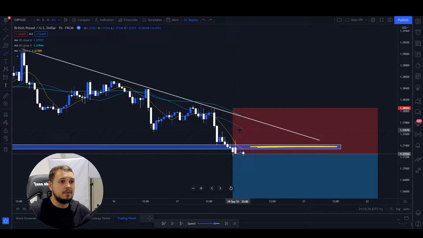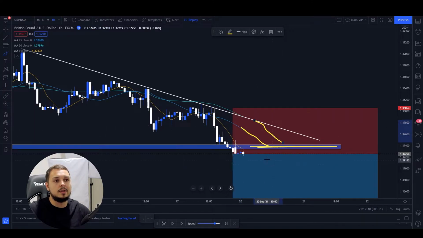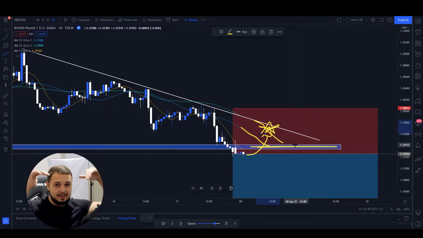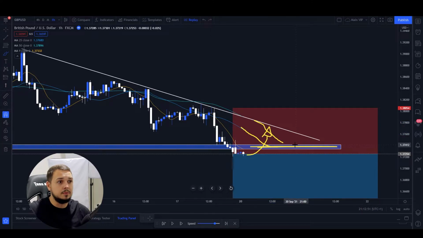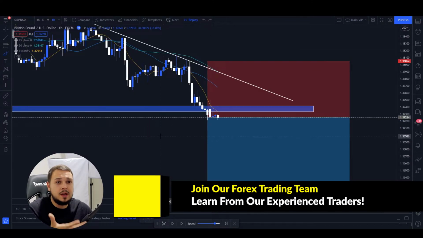We would also have protecting our trade the 25 and 50 moving averages, which would likely move something like this. And if the candlesticks decide to push up, very likely this is a crash zone and it's going to continue to go down. So what do we have now on the 1 hourly time frame?